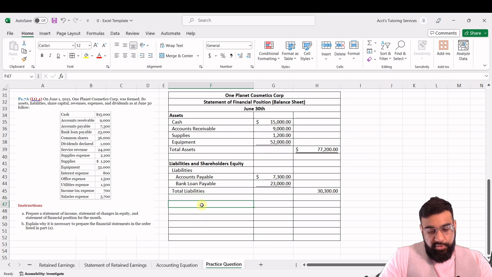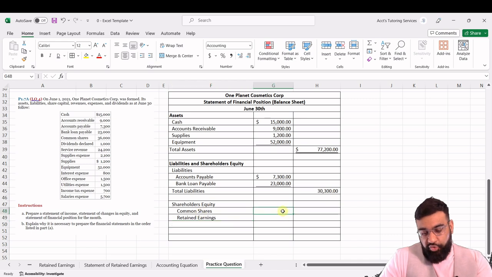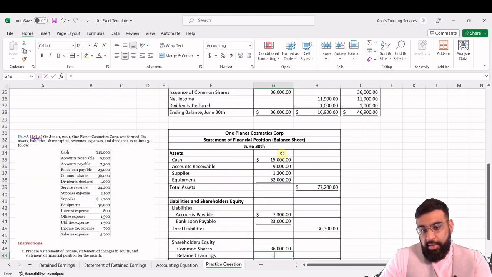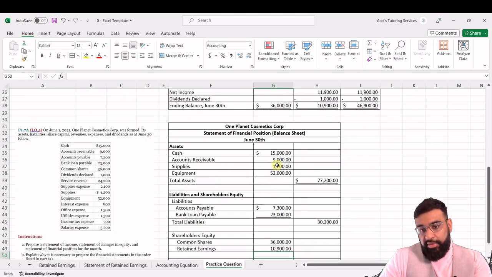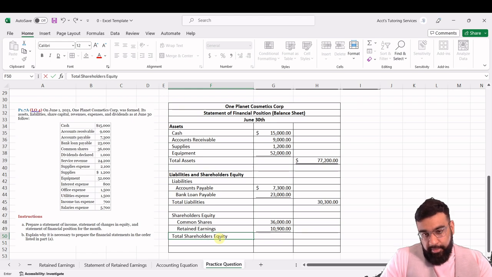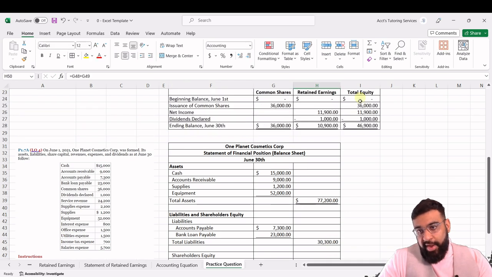And now we have shareholders equity. For this one, I am literally going to take the accounts. So we have common shares, then we have retained earnings. These balances come directly from this over here. We have 36,000 in common shares. Then we have 10,900 in retained earnings. That means now our total shareholders equity is these two added together, 46,900, which matches this number over here.